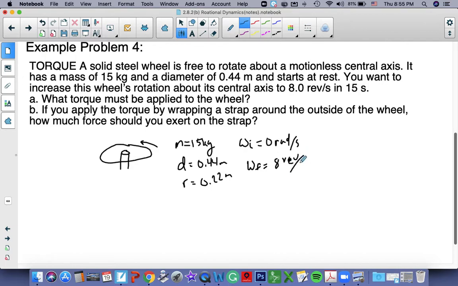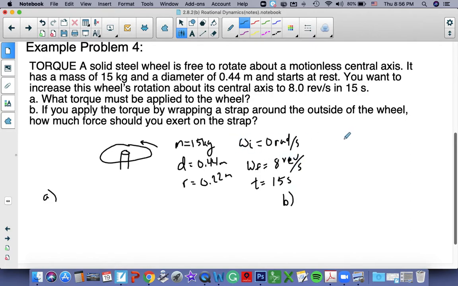That's revs per second. And we don't ever want to really work with revolutions per second when we're dealing with angular velocity, because that will not agree very much with our Newton's law there. So we can fix that in a minute. And our time is 15 seconds. Okay, so A, what torque must be applied to the wheel? And then B, how much force should you exert on the strap? Okay, so let's see what we can do here.